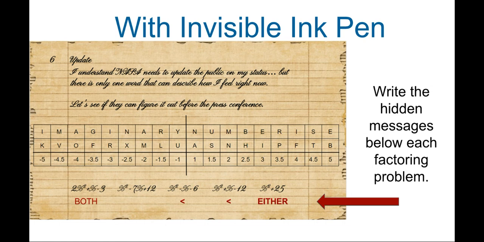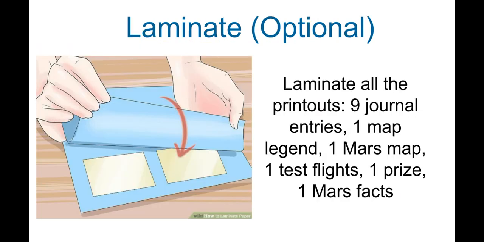With an invisible ink pen, write the hidden messages below each factoring problem on journal entry 6. Below the first problem, write both. There is nothing for the second problem. Write a less than symbol for both the third and fourth problems. For the last problem, write either. It is optional but recommended that all printed handouts are laminated so they can be reused for another class.